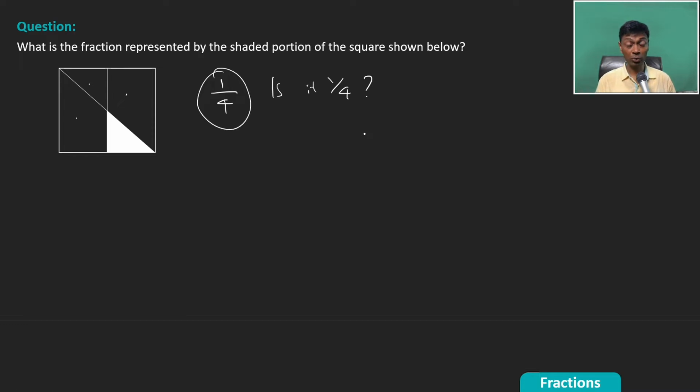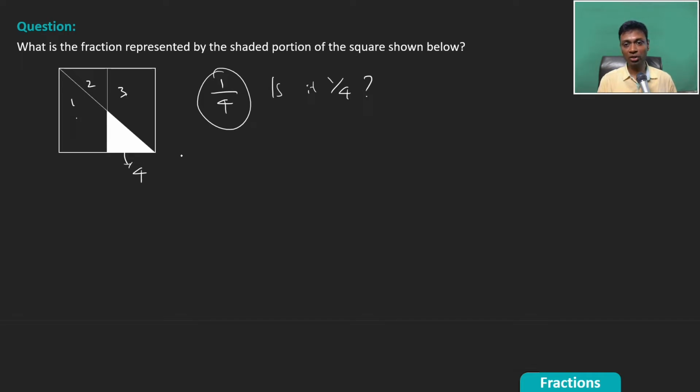Of course it's not 1 by 4. 1 by 4 is a quarter. This doesn't seem like it's a quarter. We cannot just count regions. We cannot say there are 4 regions, 1, 2, 3, and this one being 4th. That doesn't work because the 4 regions are not equal. It's not 1 by 4. We cannot say 1 out of 4 regions is like this.